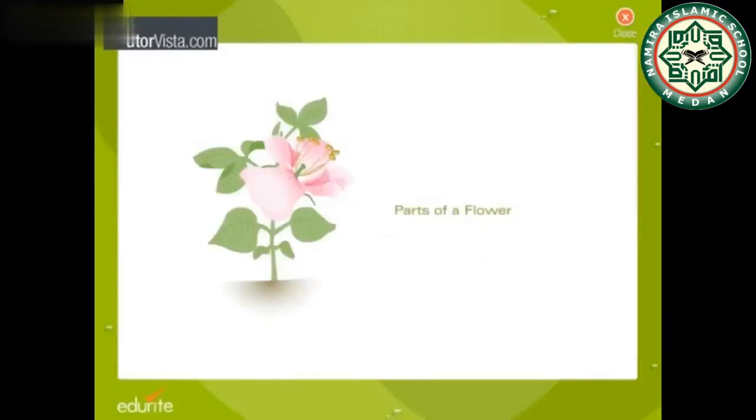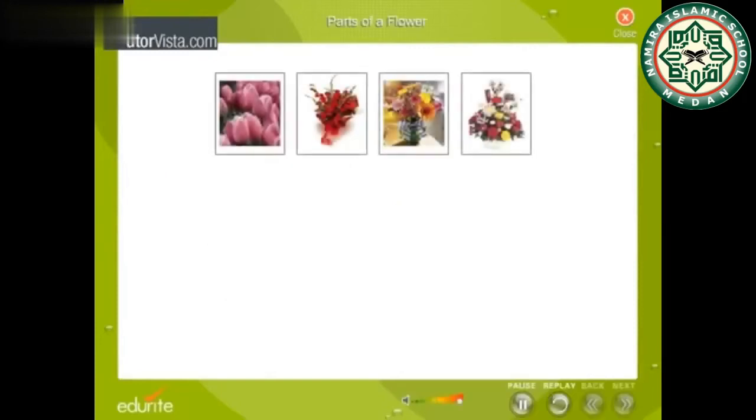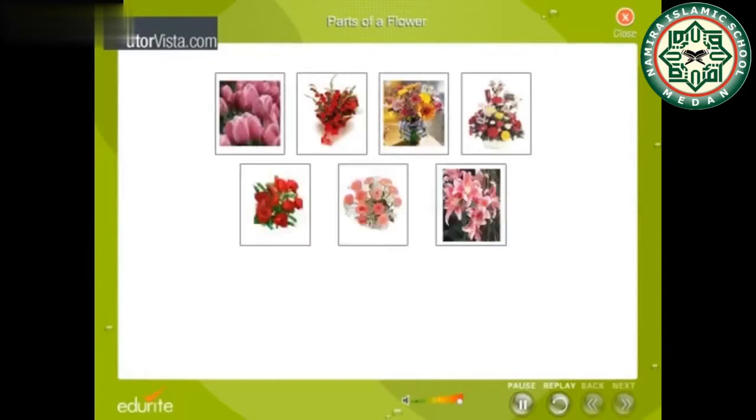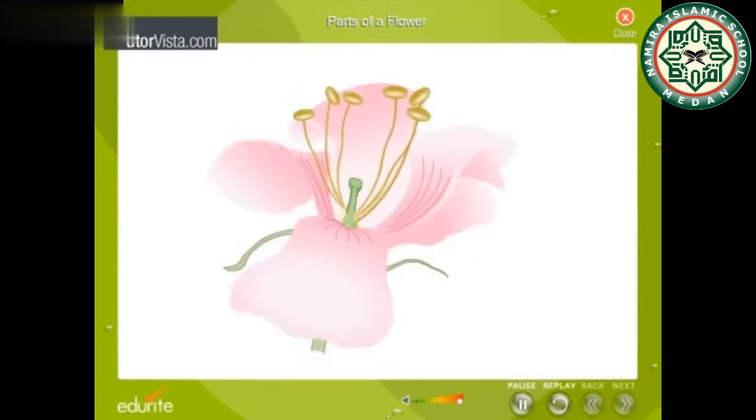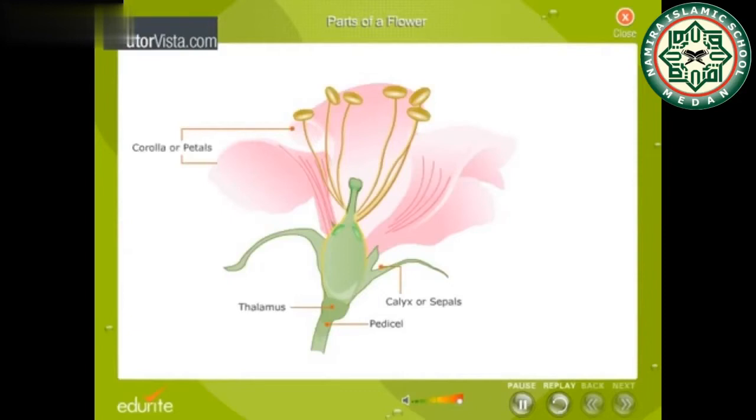Parts of a flower. The flower is a reproductive organ of a plant. Though flowers are of different shapes, sizes, and colors, most flowers have the same basic parts. Let us get familiar with the parts of a flower. The main parts of a flower are the pedicel and thalamus, the leaf-like calyx or sepals, the attractively colored corolla or petals, the androecium or stamen, and the gynoecium or pistil.